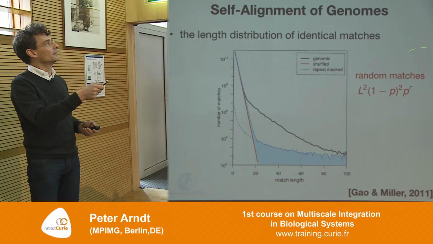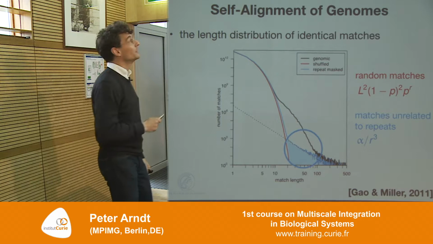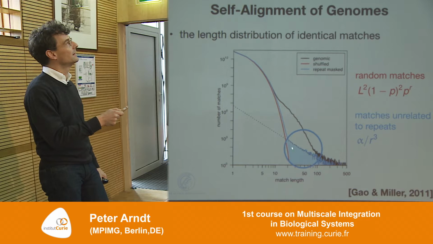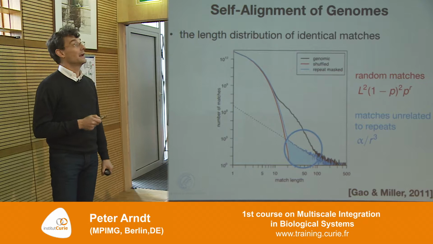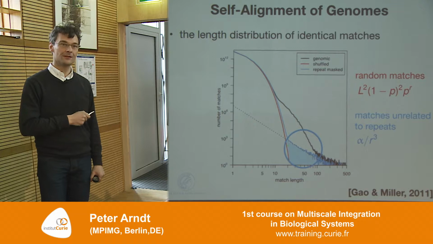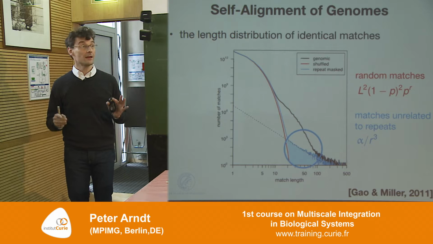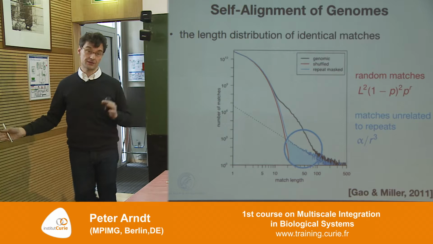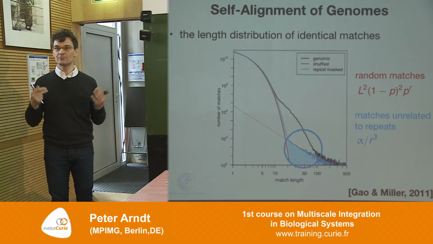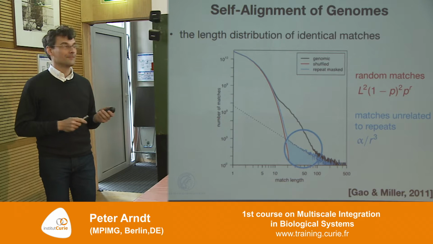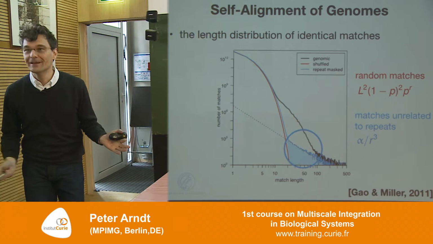Now, if we switch to a log-log plot, you see that these matches, which are longer than you would expect, fall on a straight line. A straight line in the log-log plot is a power law, and the slope of the power law is -3. So why the hell is the distribution of exact matches in our genome power law distributed with exponent -3? Unfortunately, you don't have the answer. You get the answer in a minute.